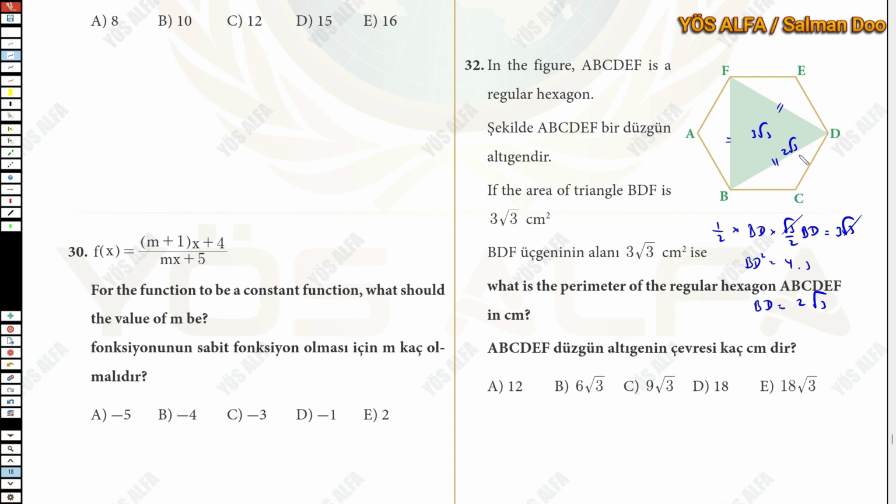This is known. And we also know that in a regular hexagon, each angle is 120 degrees. Since the sides are equal, this one is 30, that one is also 30. In the 120, 30, 30 triangle, we know the side length ratios. It's 1, 1, root 3. Since we have 2 root 3 over here, the sides are 2 and 2. And we're asked to find the perimeter of the hexagon. So the perimeter is 2 times 6, so the answer is A.